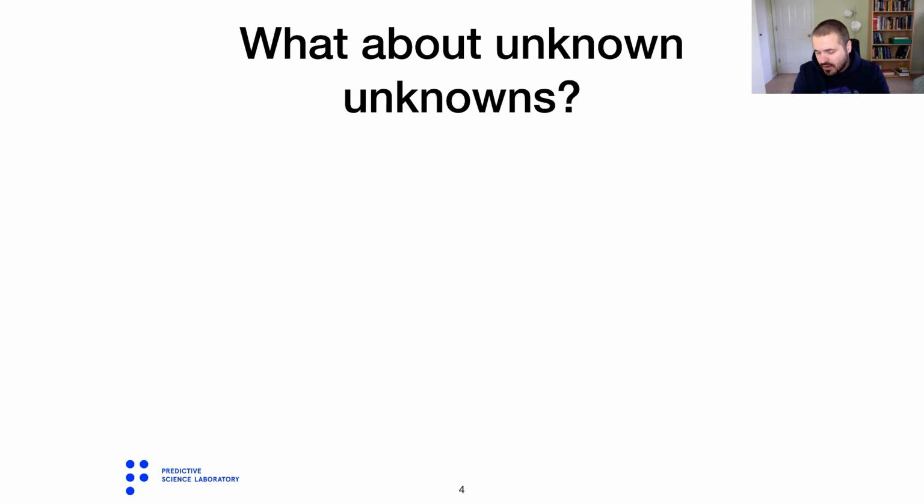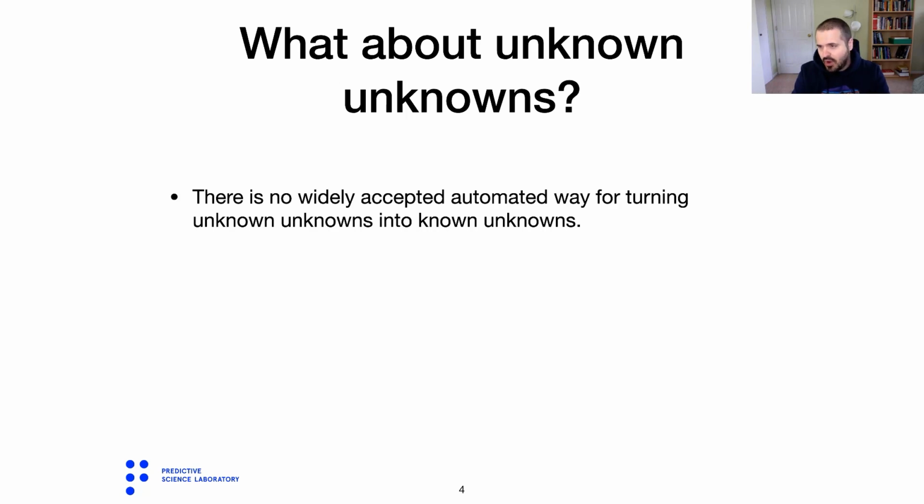But what about unknown unknowns? Well, we're out of luck because there's no widely accepted way for turning unknown unknowns into known unknowns. The best thing that I can come up with is basically science itself. So science is turning unknown unknowns into known unknowns all the time. You build something, you test it in various ways, and then all of a sudden you are surprised. You see something that you didn't expect, and you try to figure out what went wrong.